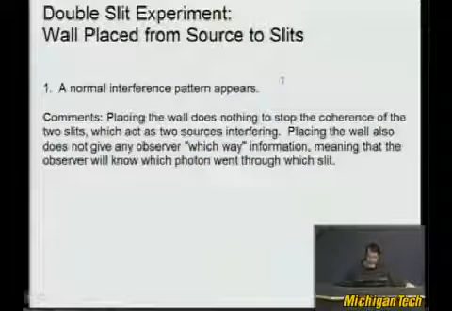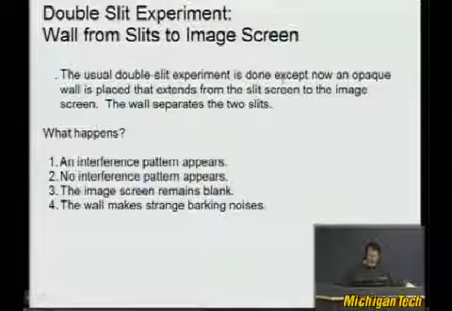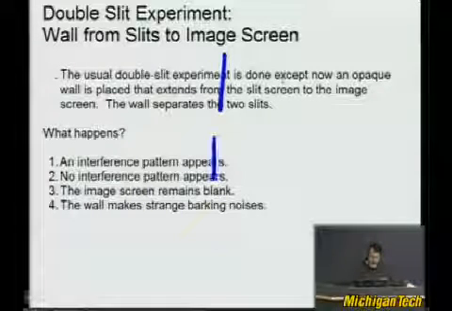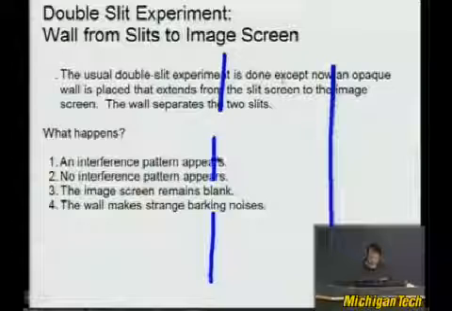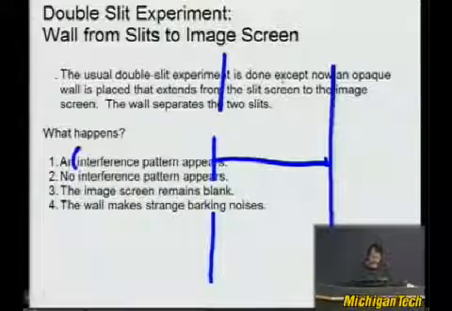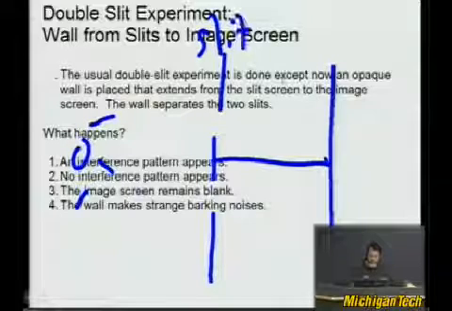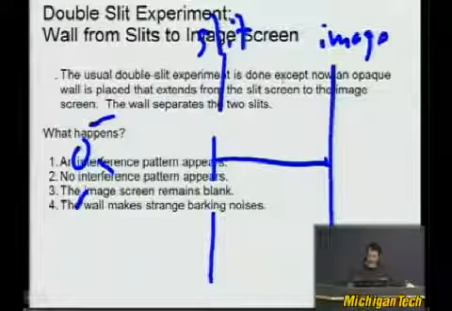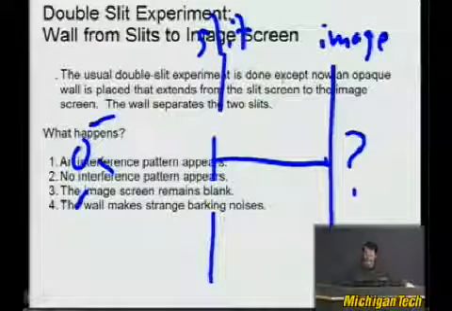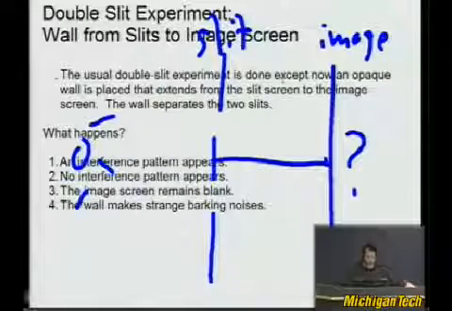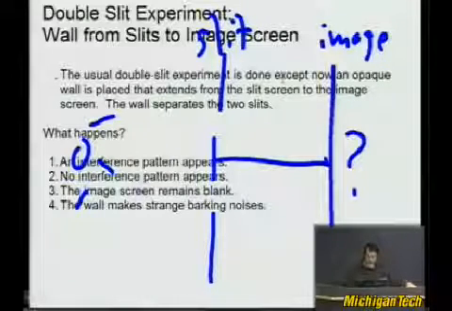All right, I'm at my 2-minute warning, so I will go to what happens now if you have an image. Here's a slit screen and an image screen. Now you have an opaque wall between the slit screen and the image screen, and here's your source. What do you see on the image screen? Do you still see an interference pattern? Do you see no interference pattern? Or does this wall make strange barking noises?